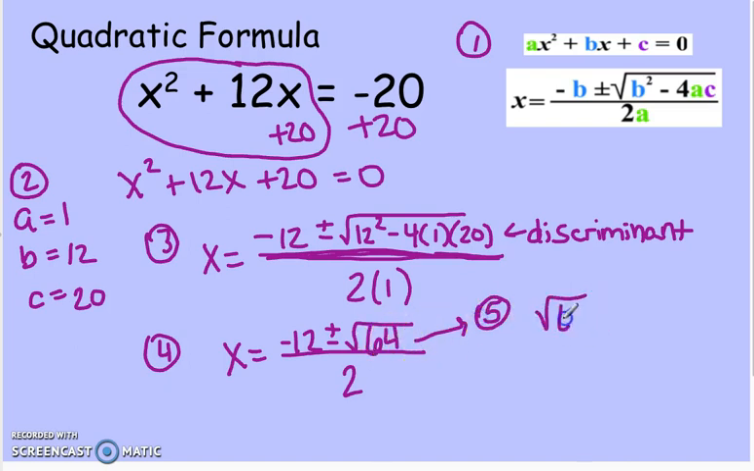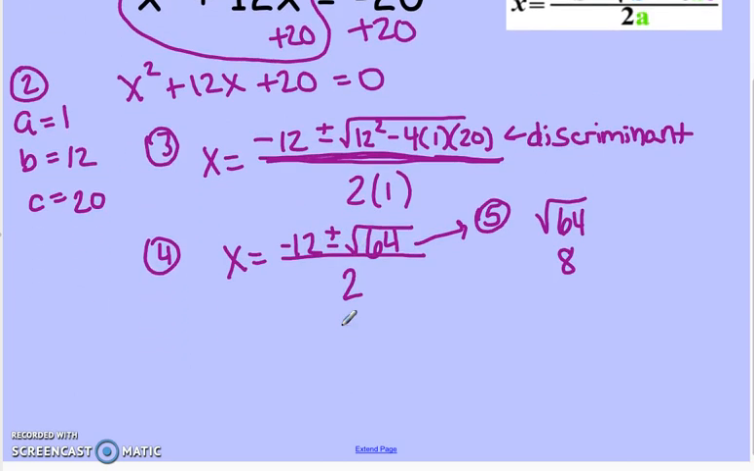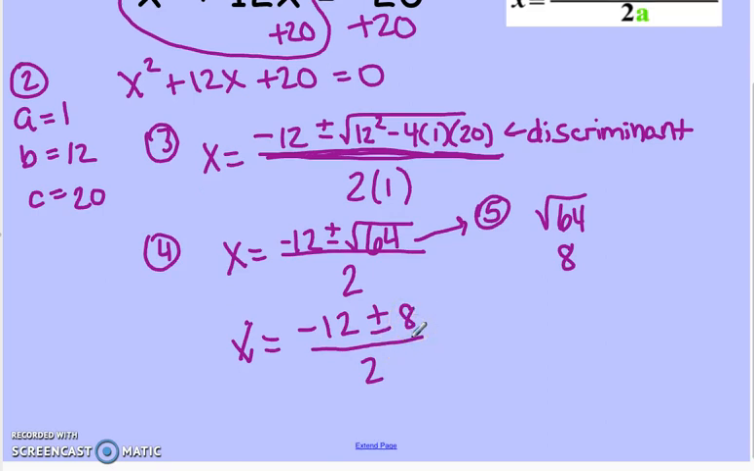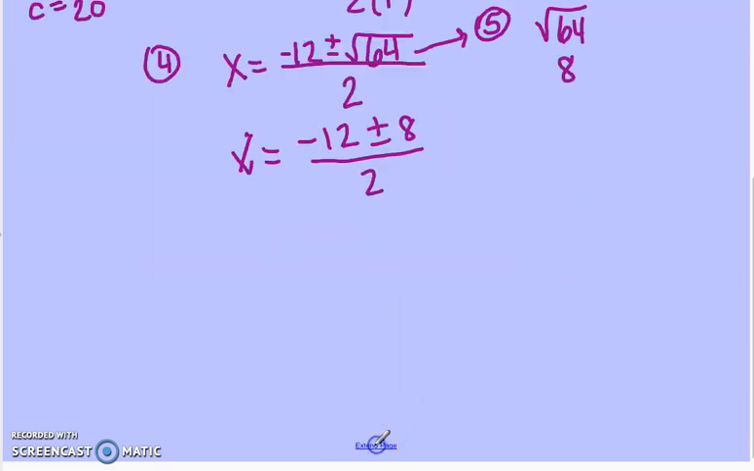Okay? Step 5 is to simplify this radical. What is the square root of 64? Oh, the square root of 64 is 8, or plus or minus 8. Remember that, but the plus or minus is already over here. So we're going to go ahead and fill that in. So now we have x equals negative 12 plus or minus 8 over 2. Now, what do we do when we complete the square and the radical disappears? We split it into two separate equations. So that's what we're going to do here. We're going to make two separate equations.